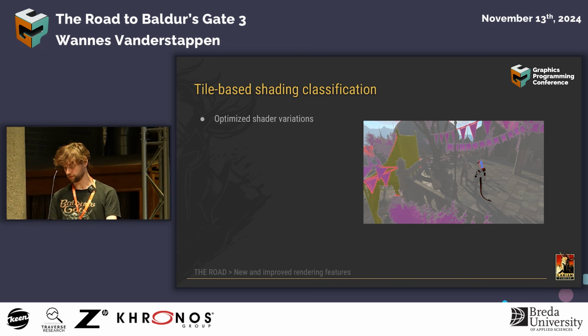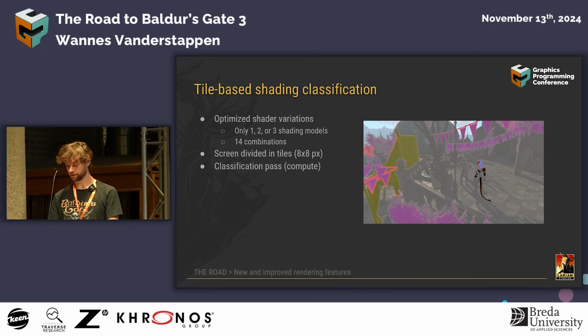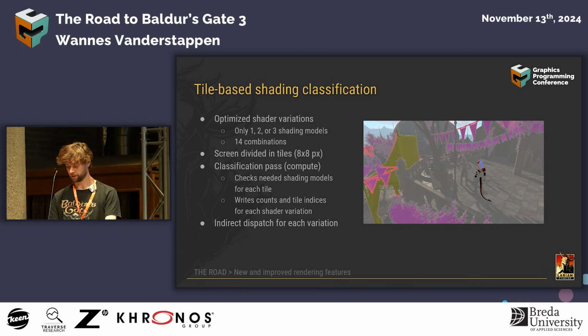So in short, this is optimized. We have optimized shader variations of our clustered lighting, which only have 1, 2, or 3 shading models. We have 14 combinations of these. The screen is divided into 8 by 8 pixel tiles. Then there's a classification pass in compute, which checks for the needed shading models for each tile. It writes the counts and indices for each of the shader variations, and then it does an indirect dispatch only for the tiles of that specific variation.